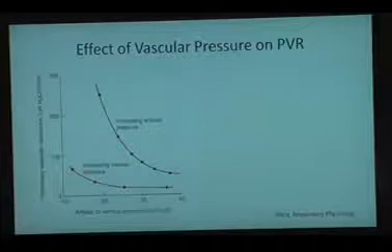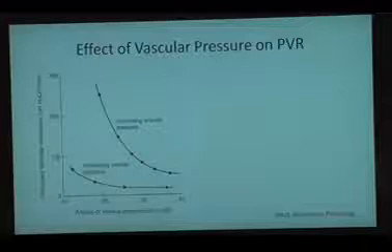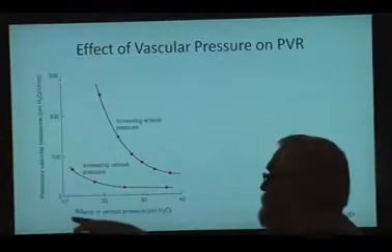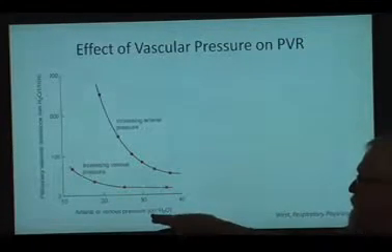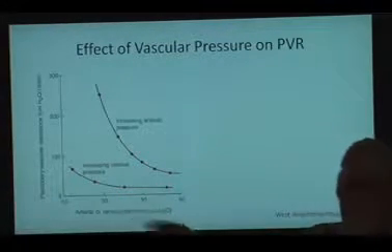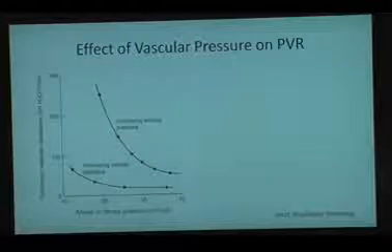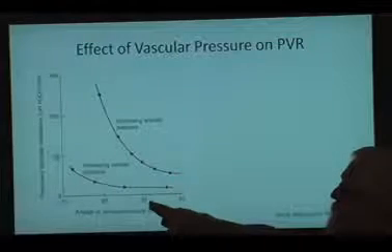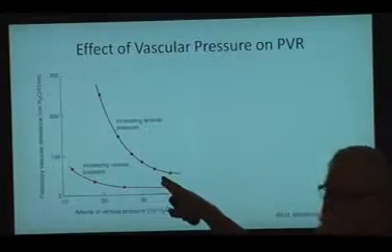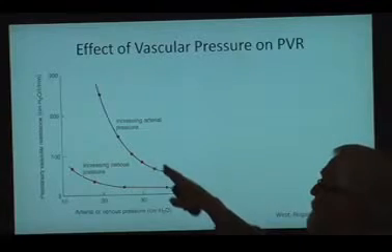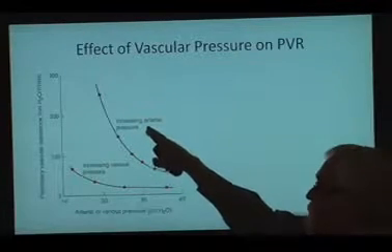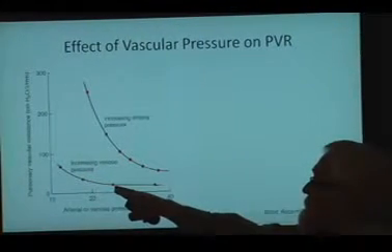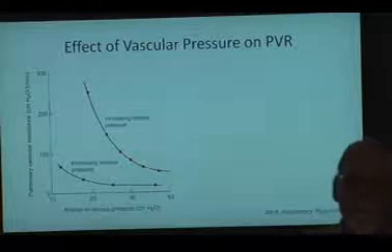So this illustrates the effect of vascular pressure on pulmonary vascular resistance. Here we're looking at pulmonary vascular resistance as a function of the pressure in either the arterial or the venous side of the pulmonary circulation. As you can see, as the pressure increases in the pulmonary circulation, the resistance decreases. It decreases a lot with an increase in pulmonary arterial pressure, and decreases, although not to the same extent, with an increase in pulmonary venous pressure.